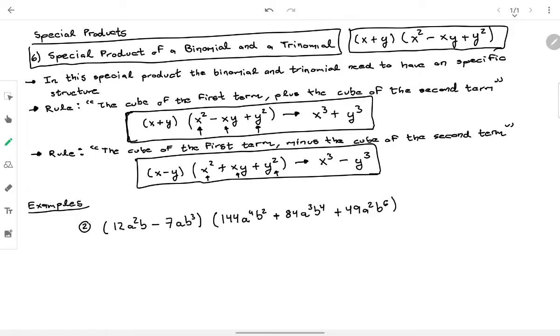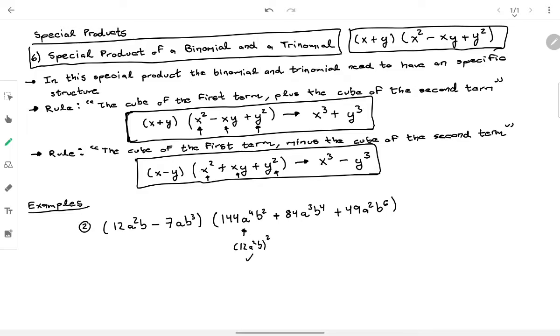In this exercise, it's something similar. We have a binomial and a trinomial. So we need to see if the trinomial has the specific structure. So remember, the first term must be the square of the first term.